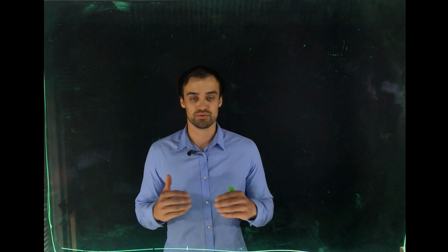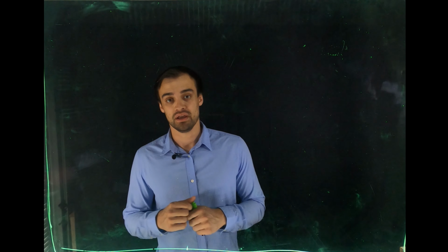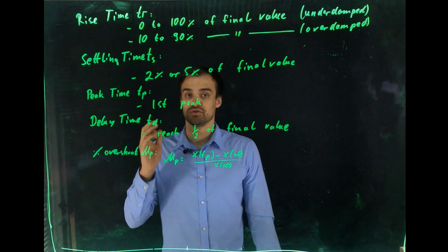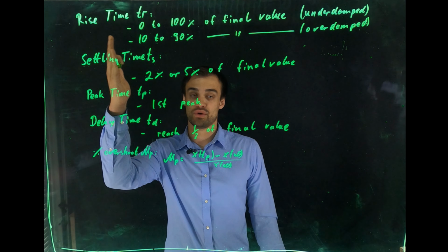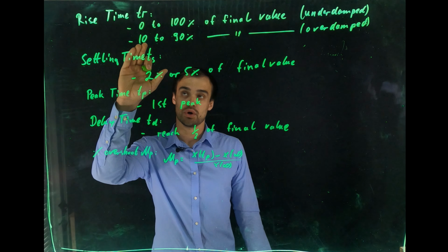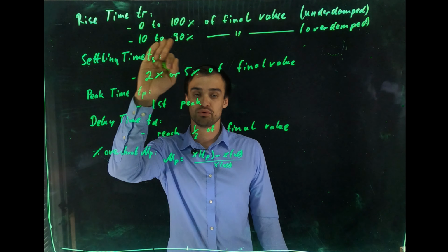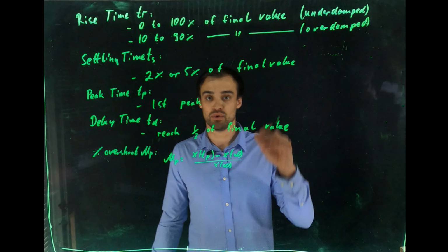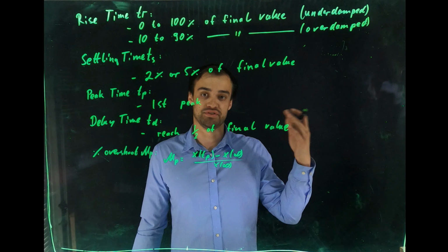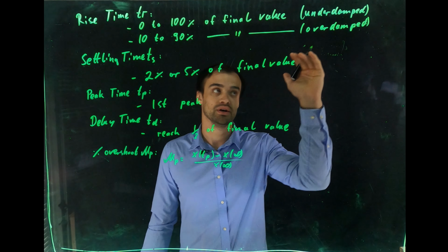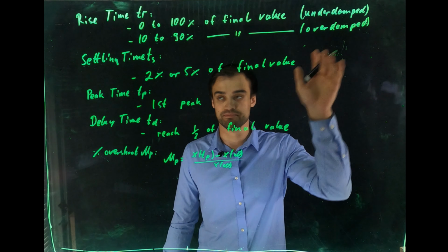Hello, welcome back. Today we're talking about the transient response of a second-order system. Therefore, I will go over a couple of terms with you. So first, we have the rise time, noted as TR, which means that the system response goes from 0 to 100% of the final value for an underdamped system, which is in our case most of the time happening. Or from 10 to 90% of the final value if we talk about an overdamped system.